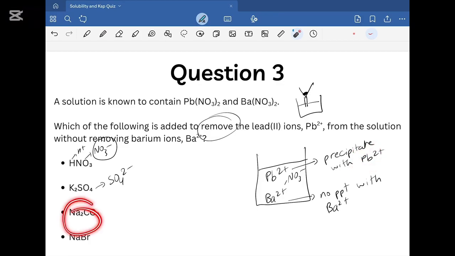Now if I go to Na2CO3, CO3 2- is insoluble with both ions also. So I cannot use Na2CO3.